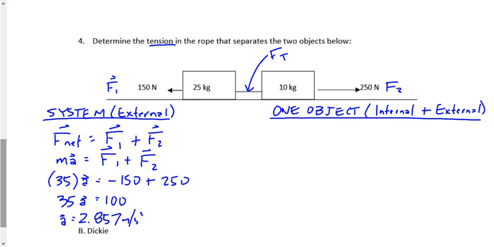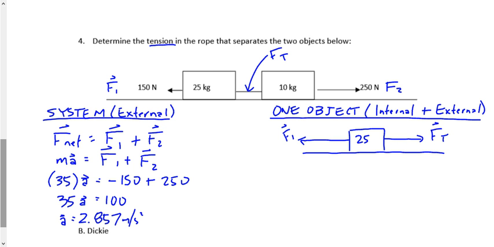So if we're analyzing the 25 kilogram object, let's draw another free body diagram of that object. Here's my 25 kilogram object. I've got a force to the left, we're going to call it F1, and I've got a force to the right, we're going to call it Ft. Right? The 10 kilogram object pulls on the 25 kilogram object. The rope does, that is, with a force that we're going to call Ft, the tension in the rope.